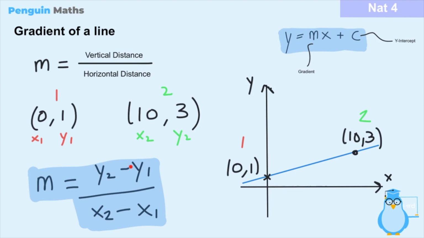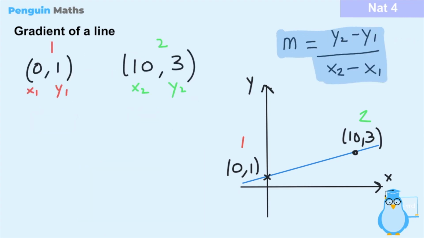But if we write it in this form and we label each of the coordinates of x1, y1, x2 and y2, then we can use this to find the gradient without having to worry which direction is positive or which is negative. So now we're going to use this formula to calculate the gradient of this line.